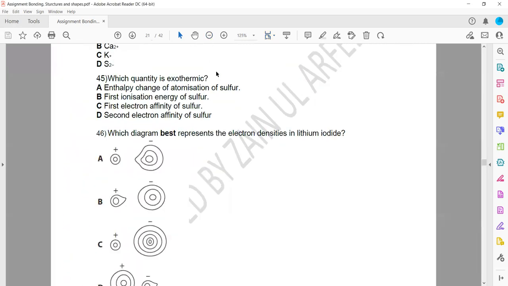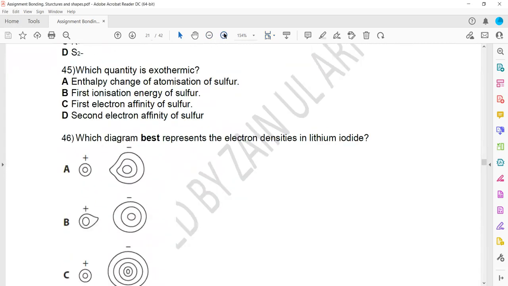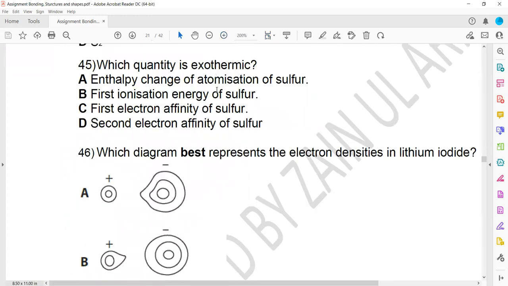In question 45, which quantity is exothermic? Exothermic means energy is released. Atomization means energy needed to produce 1 mole of gaseous atoms. For example, we have sulfur in a solid state and we produce sulfur gas. So we have to supply energy to convert solid to gas. So this is endothermic, not exothermic.